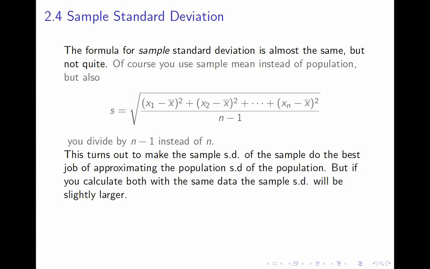Anyway, the effect of this, because you're dividing by n minus 1 instead of n, is to make the sample standard deviation slightly different, slightly bigger than the population standard deviation. So there are two important things to remember about population and sample standard deviation. The first is their formulas are different. The second is you shouldn't stress about that.